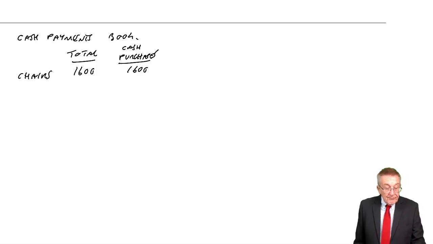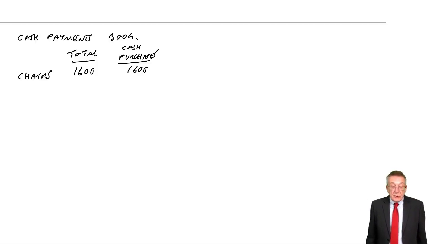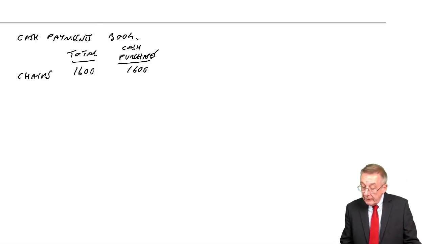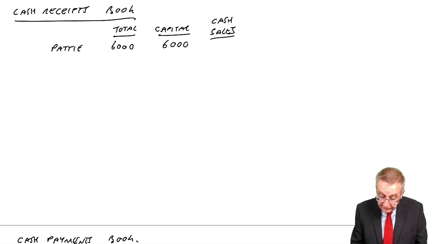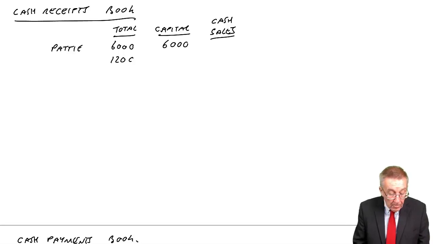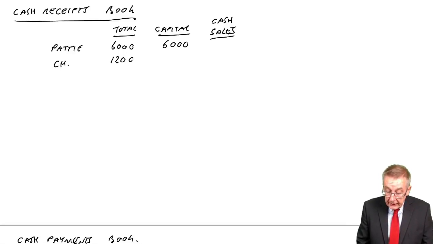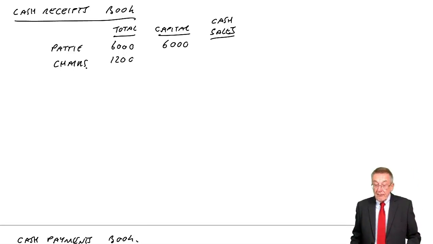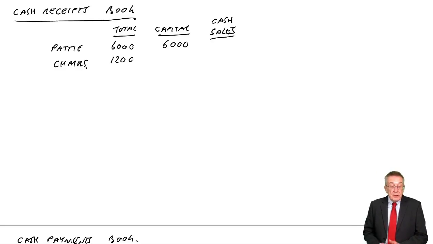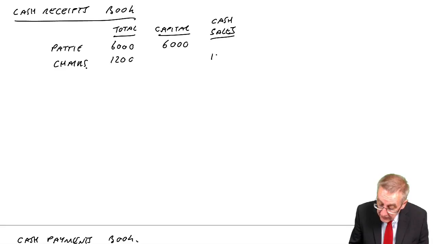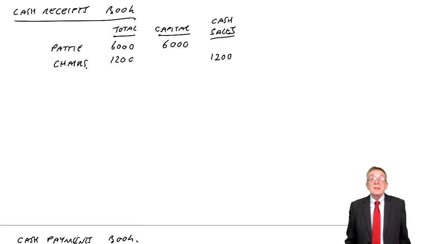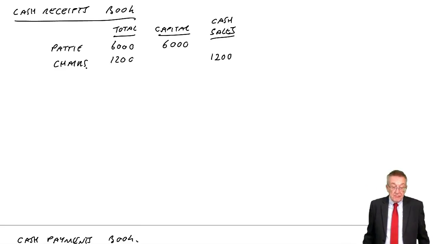Next one. She sold some chairs for $1,200 cash. We've received cash, so the cash receipts book, 1,200. We write what we like, it doesn't matter. But while we received the cash, we sold goods, it was cash sales. So I'll put 1,200 in that column so we don't forget what the reason was.